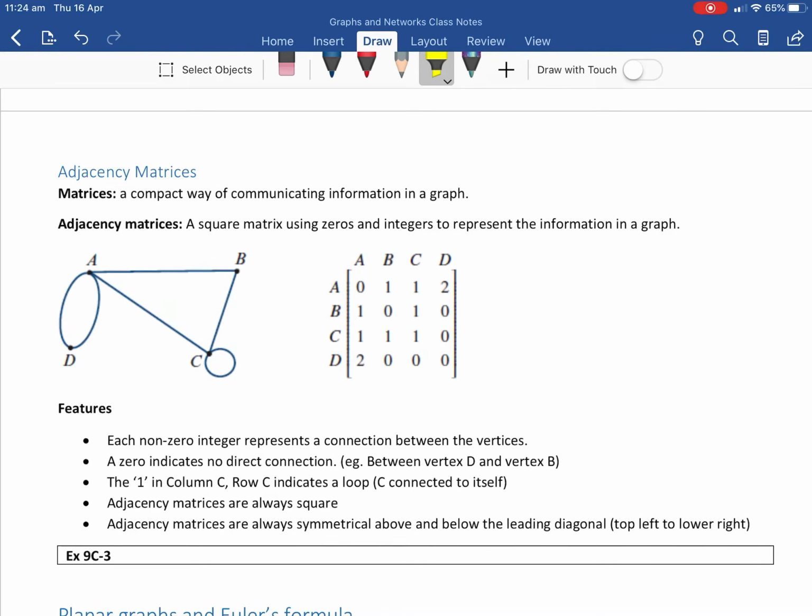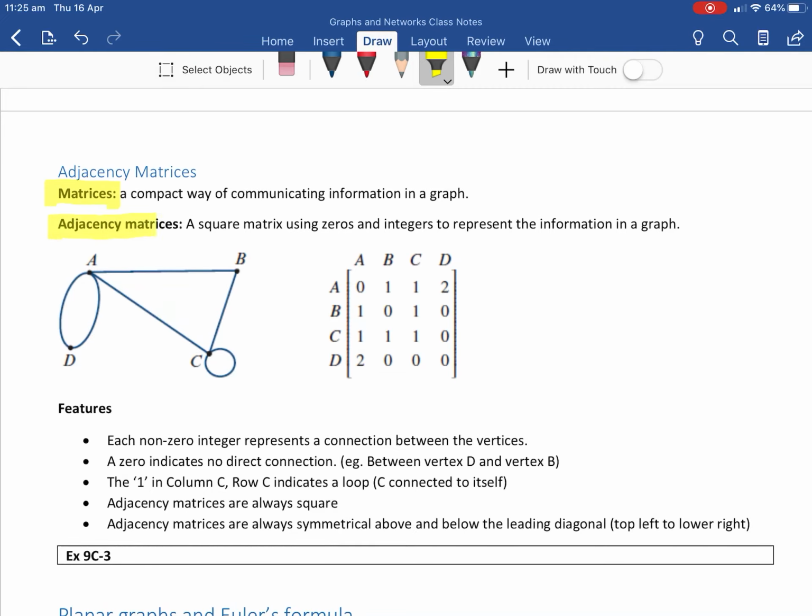Okay, and last little bit for 9C is us looking at adjacency matrices. Matrices are a compact way of communicating information in a graph. You can represent a graph using a matrix, and it shows all the information that you would get from that graph. So they're just different ways of representing the information.